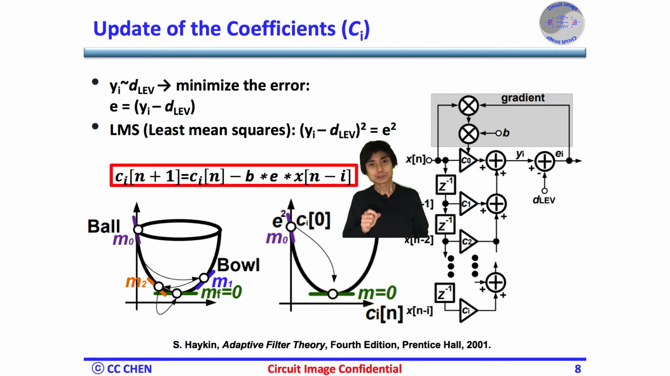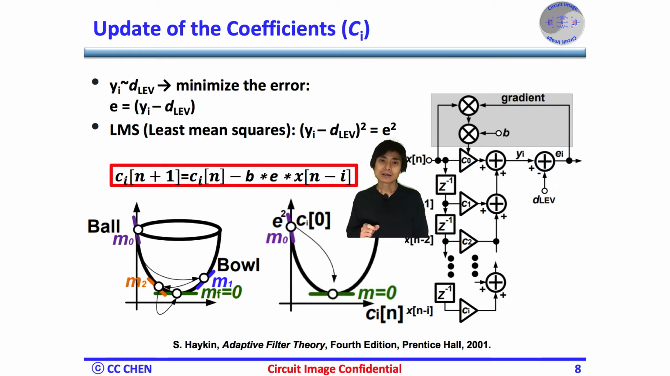Let's have the sanity check of the updated coefficient one more time. In the magnitude, if the magnitude of the error is small and input is small, then the gradient should be small, and vice versa, which means you are close to the minimum place.